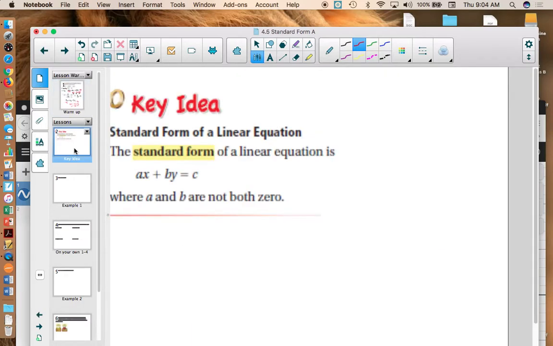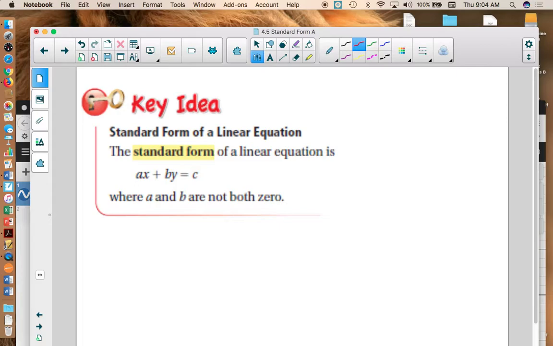Remember, we were talking yesterday about the standard form, and we've got it in our foldable, right? The standard form of a linear equation is A times X plus B times Y equals C. But A and B cannot both be 0 at the same time. And that makes sense, doesn't it?